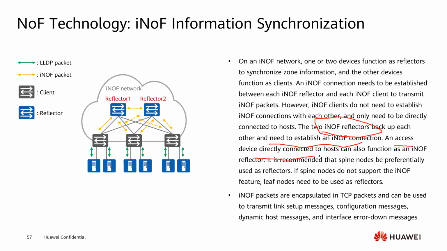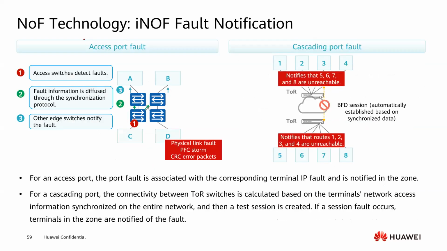An access device directly connected to the host can also function as a NOF reflector. It's recommended that the spine node be preferentially used as the reflector. If spine nodes don't support the NOF feature, leaf nodes need to be used as reflectors. NOF packets are encapsulated in TCP packets and can be used to transmit link setup messages, configuration messages, and fault detection.